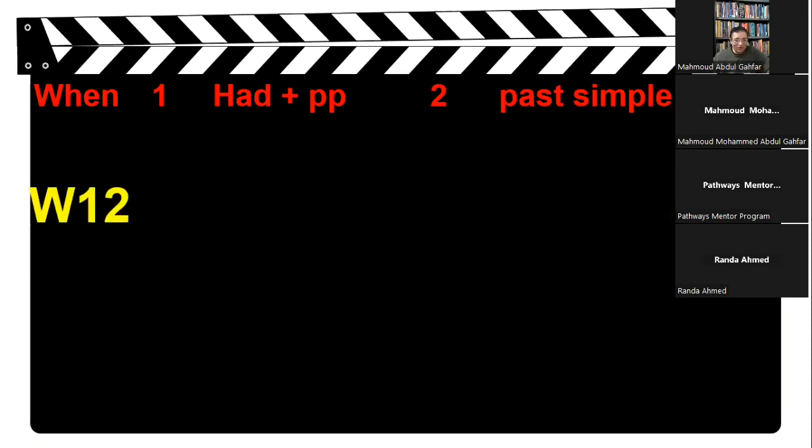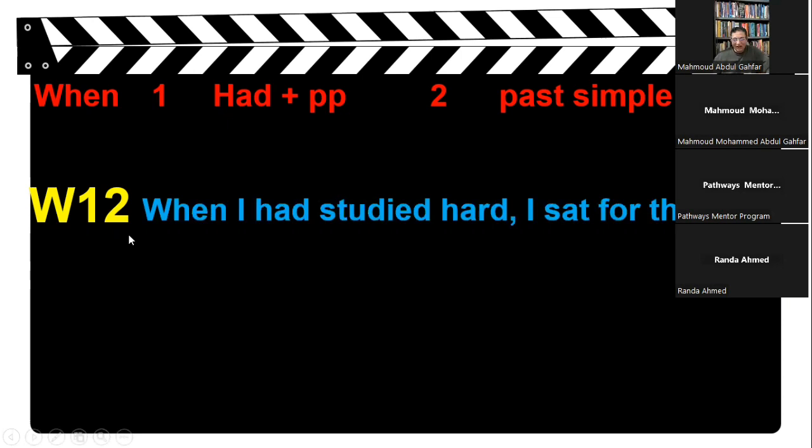Okay. When is followed by the first action, which is had plus the past participle, and then the past simple, which is the second action. So we take the code, which is W12. W refers to when. 1 is had plus the past participle of a verb. Good, you guessed the code. And 2 is the second action, which is past simple. So when I had studied hard, I sat for the test.